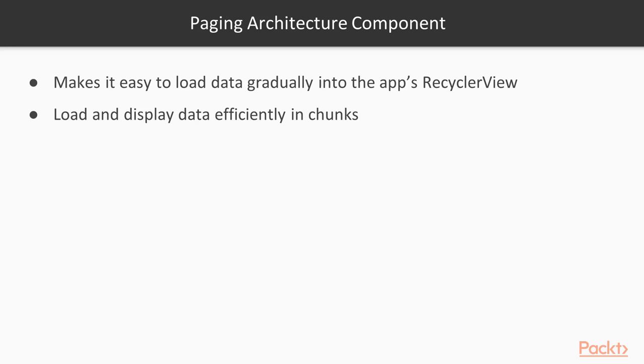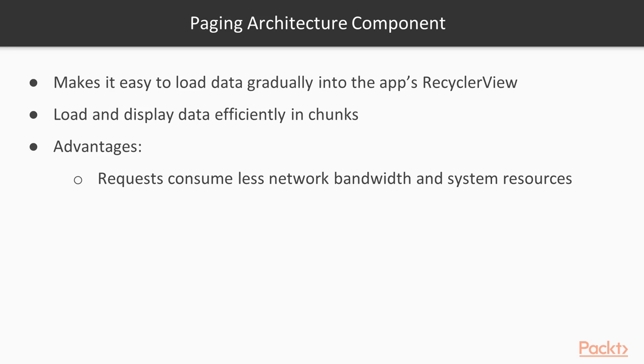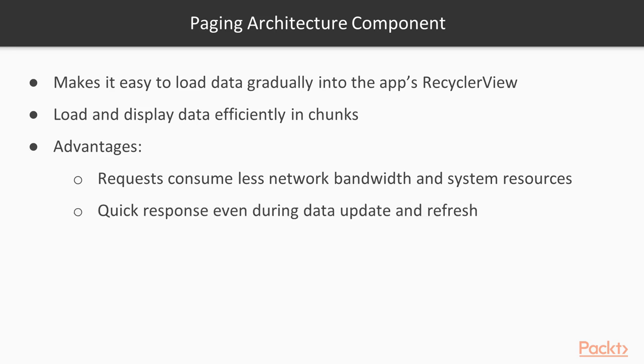Basically, paging library is used in case when we are about to fetch a large number of data from the database or the network. So, speaking of the advantages of using the paging library, the data request consumes less network bandwidth and fewer system resources. So the users who have metered or small data plans will appreciate such a data-conscious app. The apps give quick response even during the data update or refresh, and also continue to respond quickly to the user input.